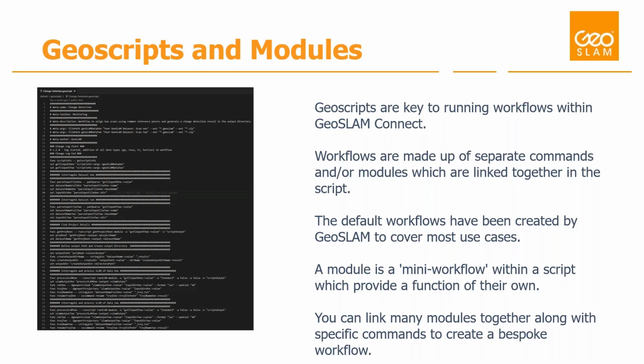So when you drag and drop a .geoslam file in, or a zip file from a Revo, it will automatically recognize which scanner it's from, and it will assign that and process that within the GeoSLAM workflow. You can link all of these modules together with specific commands to create a bespoke workflow. So if you're interested in learning more about GeoScripts, modules and commands, please let us know. We'd love to tell you more about that.